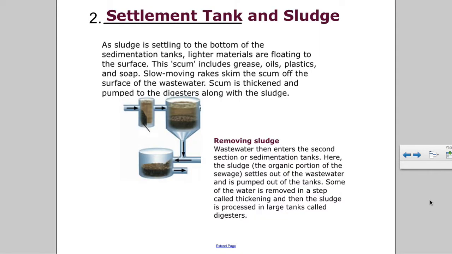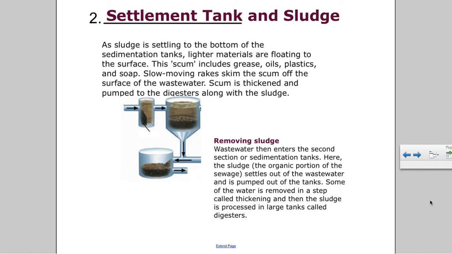Then there's a settlement tank. In the settlement tank, you have smaller particles like sludge that can sink. Remember, we talked about raw sewage being that sludge, and it will be filtered out. These would be things like coffee grounds, soil, oil, and scum. So the settlement tank is where everything settles and you get that sludge.